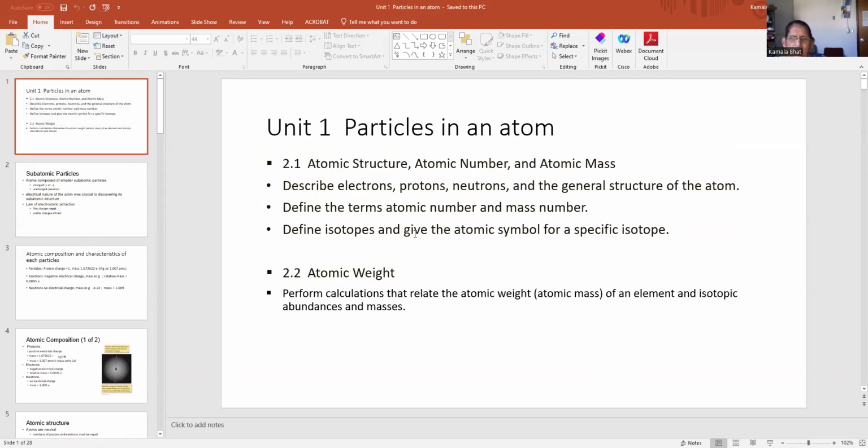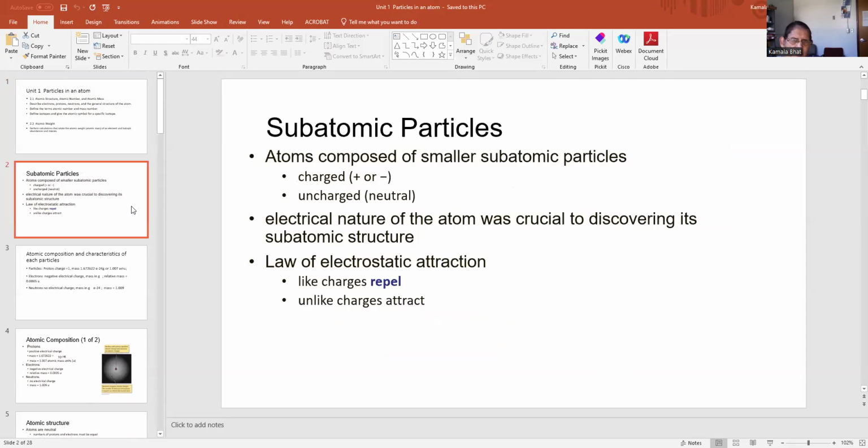and the contents are, we're going to study atomic structure, atomic number, atomic mass, describe electrons, protons, neutrons, the general structure of the atom, define terms, atomic number, mass number, and define isotopes, and then calculate the atomic weight or mass of the element that is present.